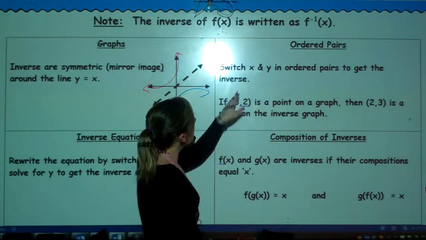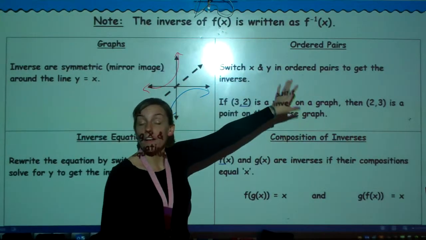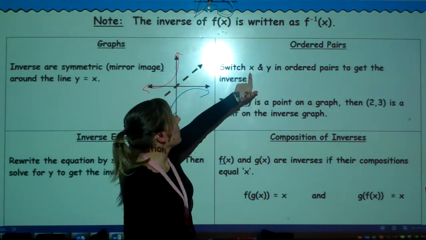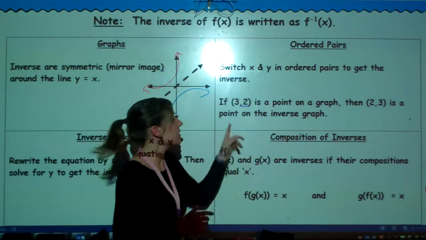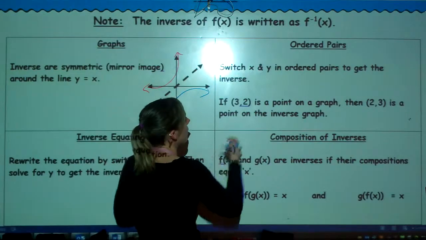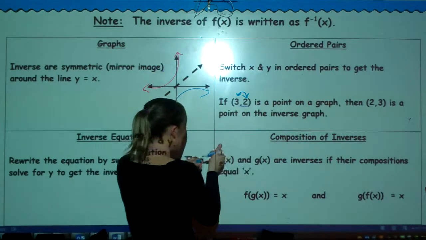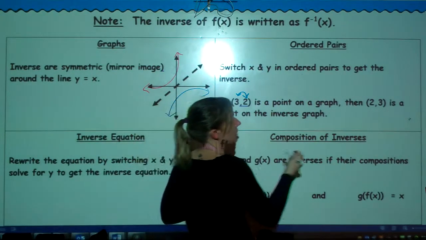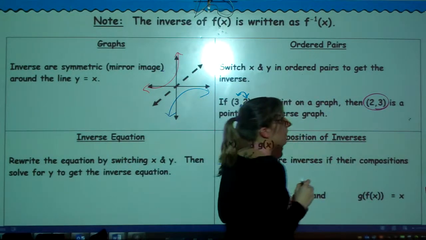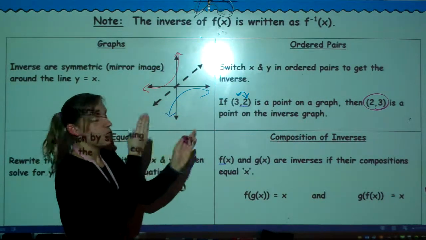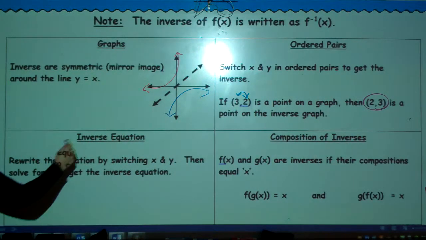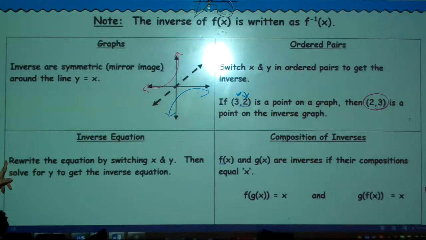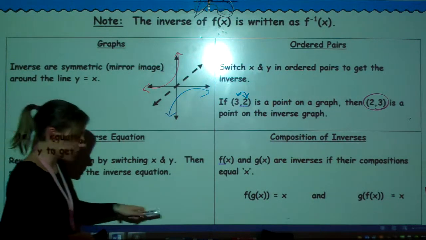So then, when it comes to ordered pairs, this is probably the easiest part. If we've got x and y like normal, the inverse function is when we switch them. So instead of 3, 2, we switch them and we just have 2, 3. So it is when we reverse them. Y becomes x and x becomes y. Alright, so in inverse equation, it says we rewrite the equation by switching x and y. Then we solve for y to get the inverse equation.